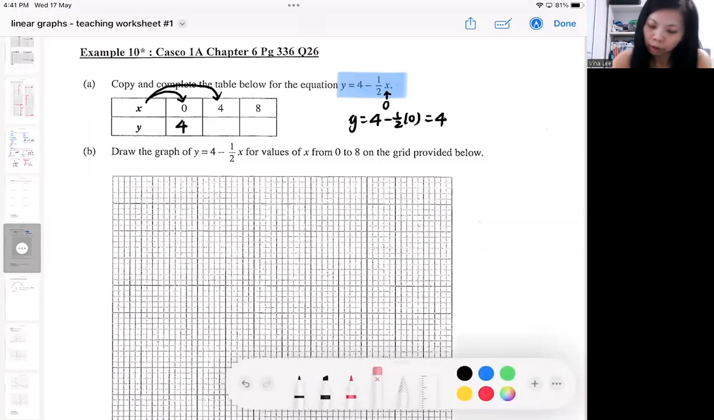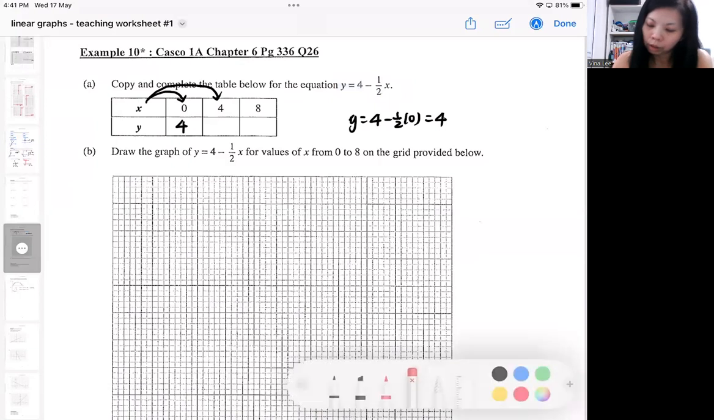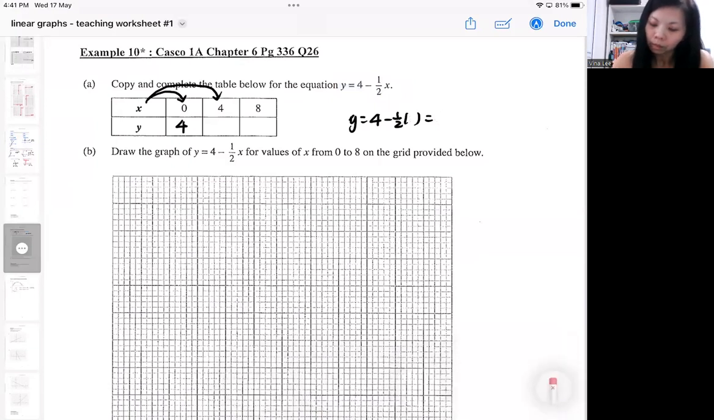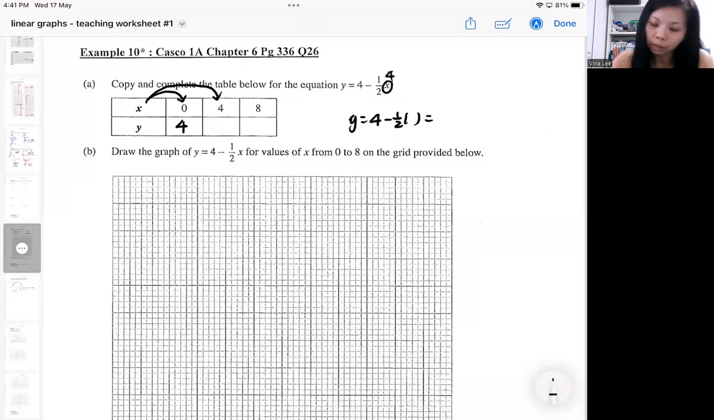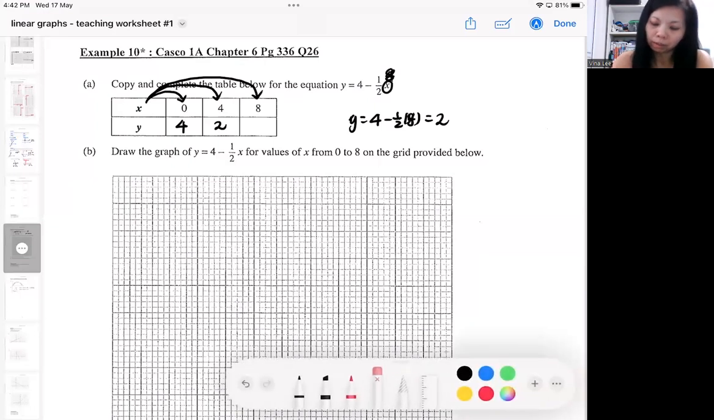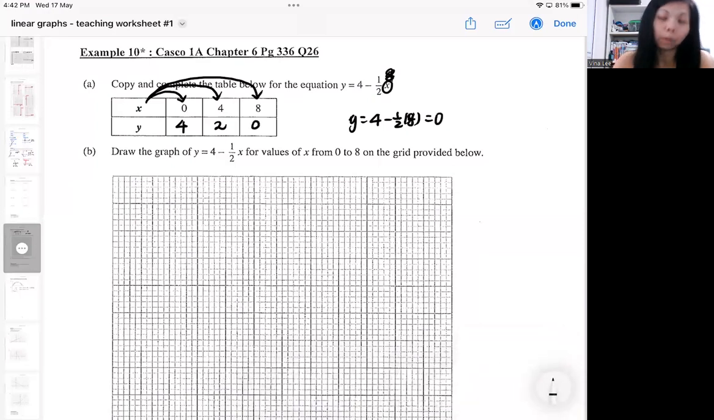So again, you change out the x to 4. So you'll have half times 4, 4 minus half times 4. Okay, you punch calculator, it will give you a 2. And then same thing here, x equal to 8. You change the number to 8, and then you punch calculator. You realize that it will give you a 0.